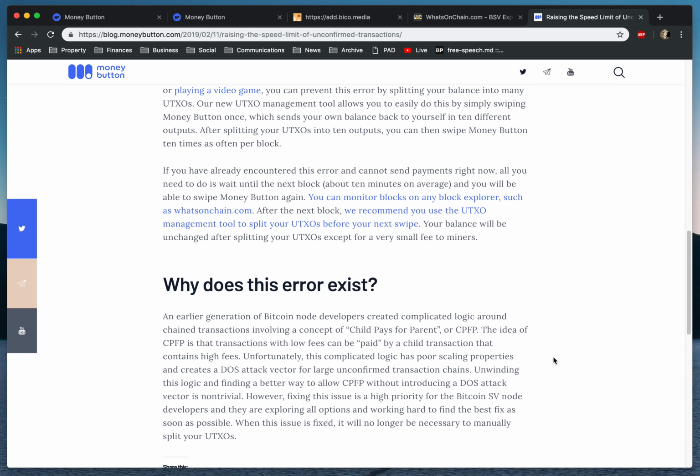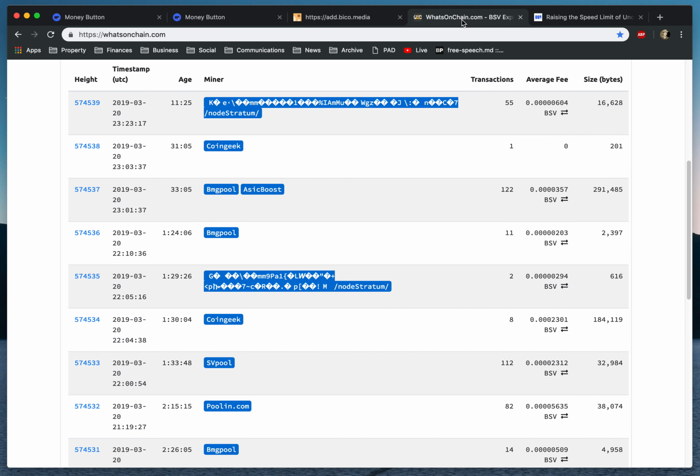So the error is not really coming from Money Button. It's coming from the node software, and they're doing everything they can to get rid of it. And that will just take some time, though. It's not trivial. Okay, so anyway, in the meantime, what that means is we basically have to do these workarounds.